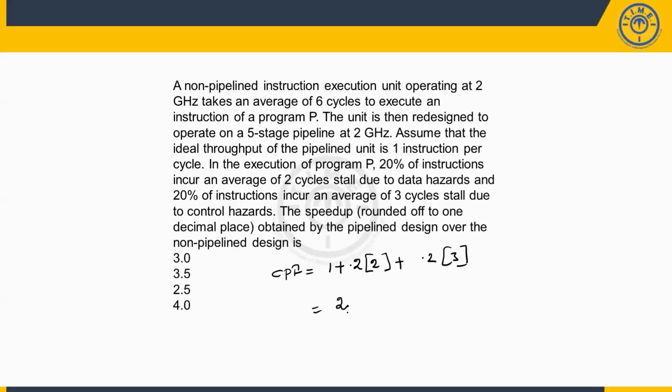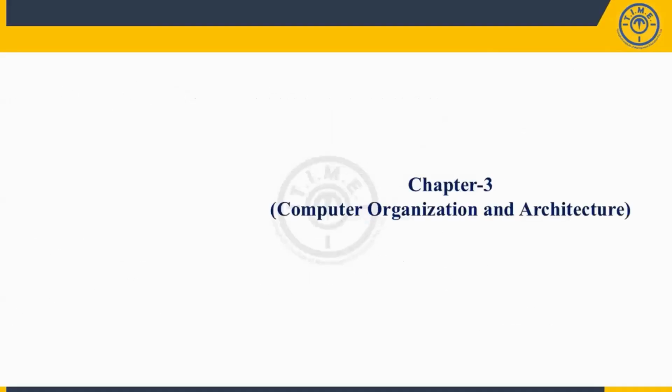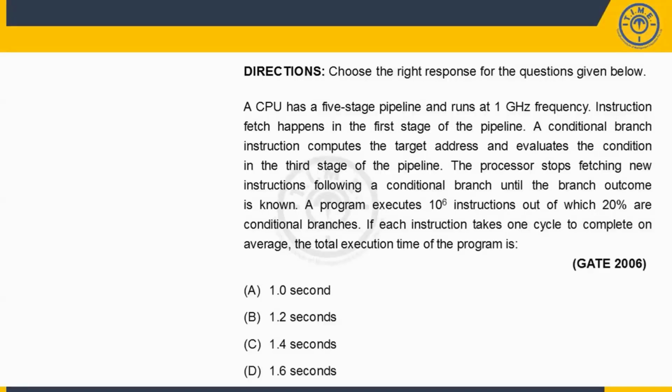So this is 6 by 2, right? Yes, sir. Answer 3. 6 by 2 is equal to 3. Okay, so are we clear? Yes, sir. Anyhow, it's a simple question.